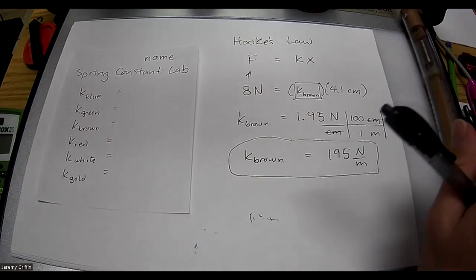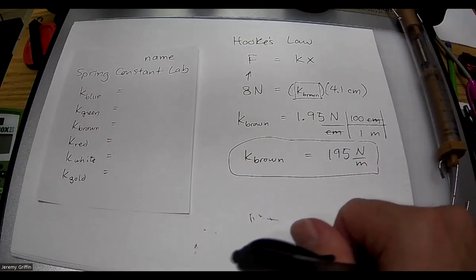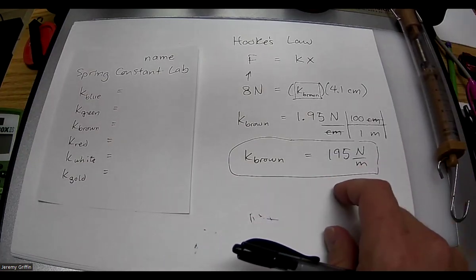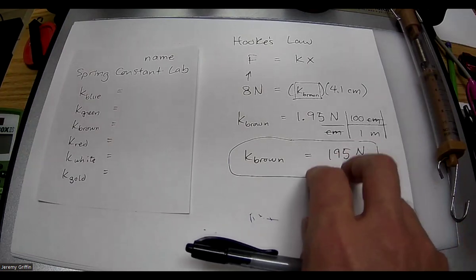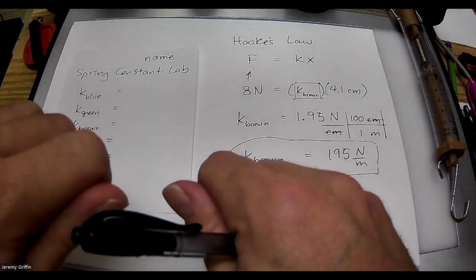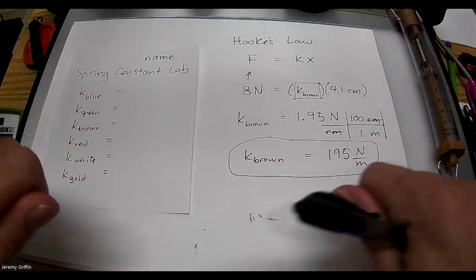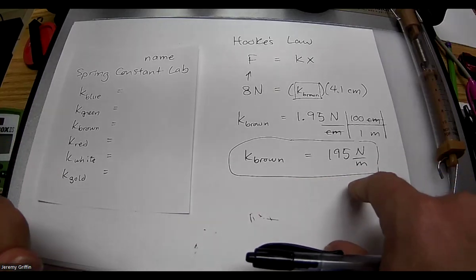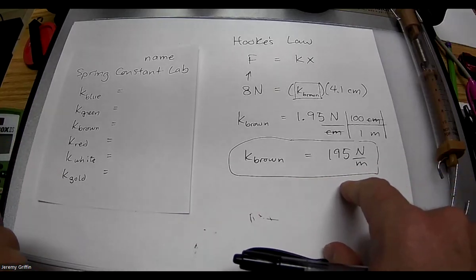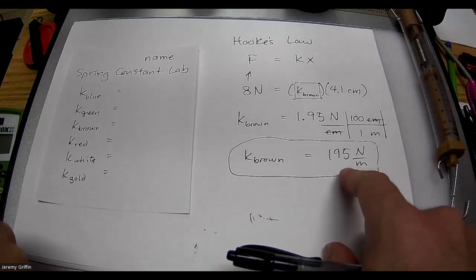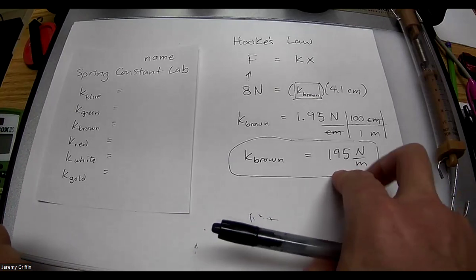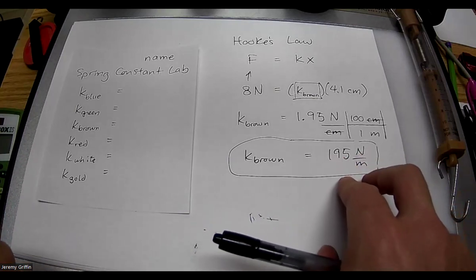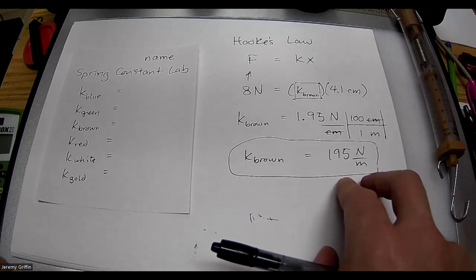But I have a really long spring. And suppose I stretch the really long spring by 1 meter. I got a really long spring that's exactly the same stiffness, and I stretch it 1 meter beyond its equilibrium. How much force would that take to stretch it 1 meter? 195 newtons. You guys see that?